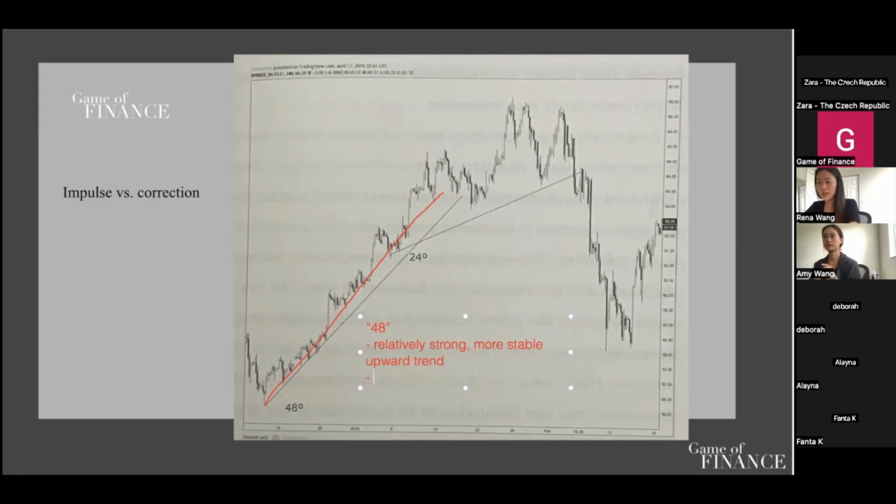First, because it is relatively steep compared to the rest of the chart, right? And second, it has little price fluctuations.